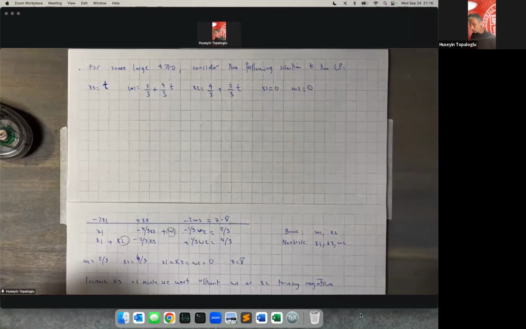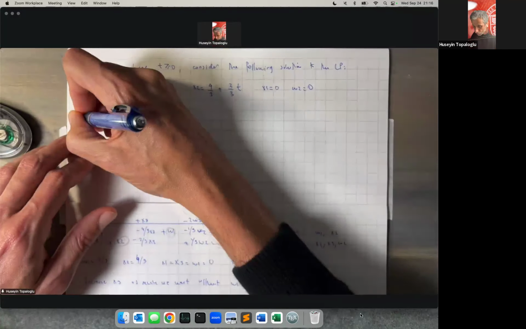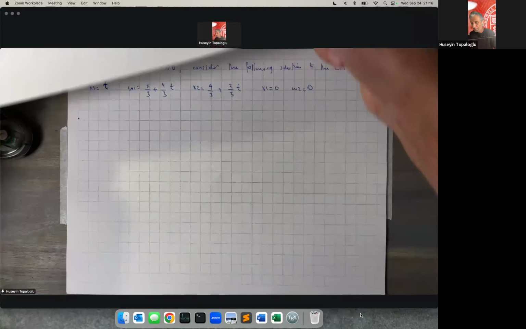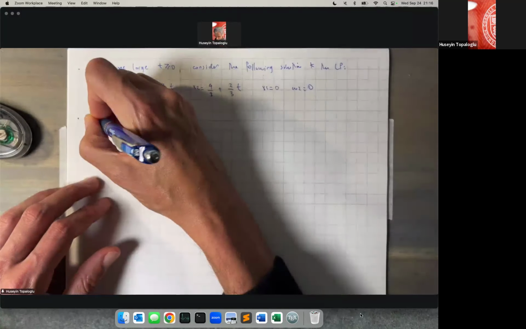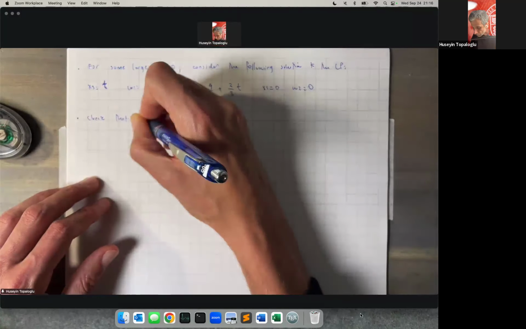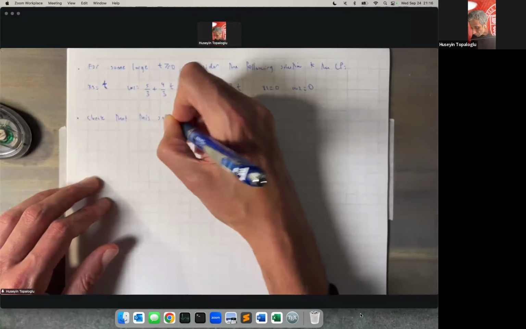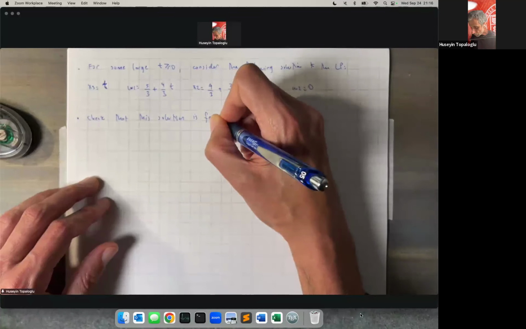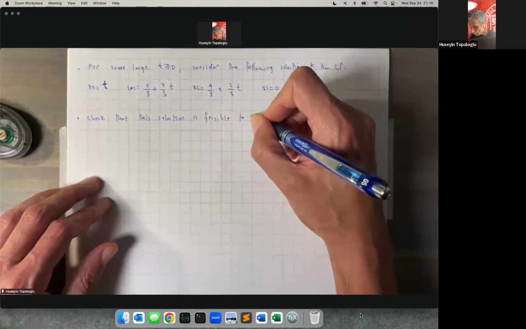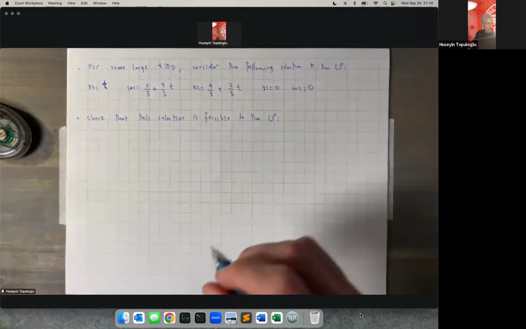Let's see what this solution is going to do for us. Let's see if this solution is feasible to the linear program that we're trying to solve. Check that this solution is feasible to the LP.